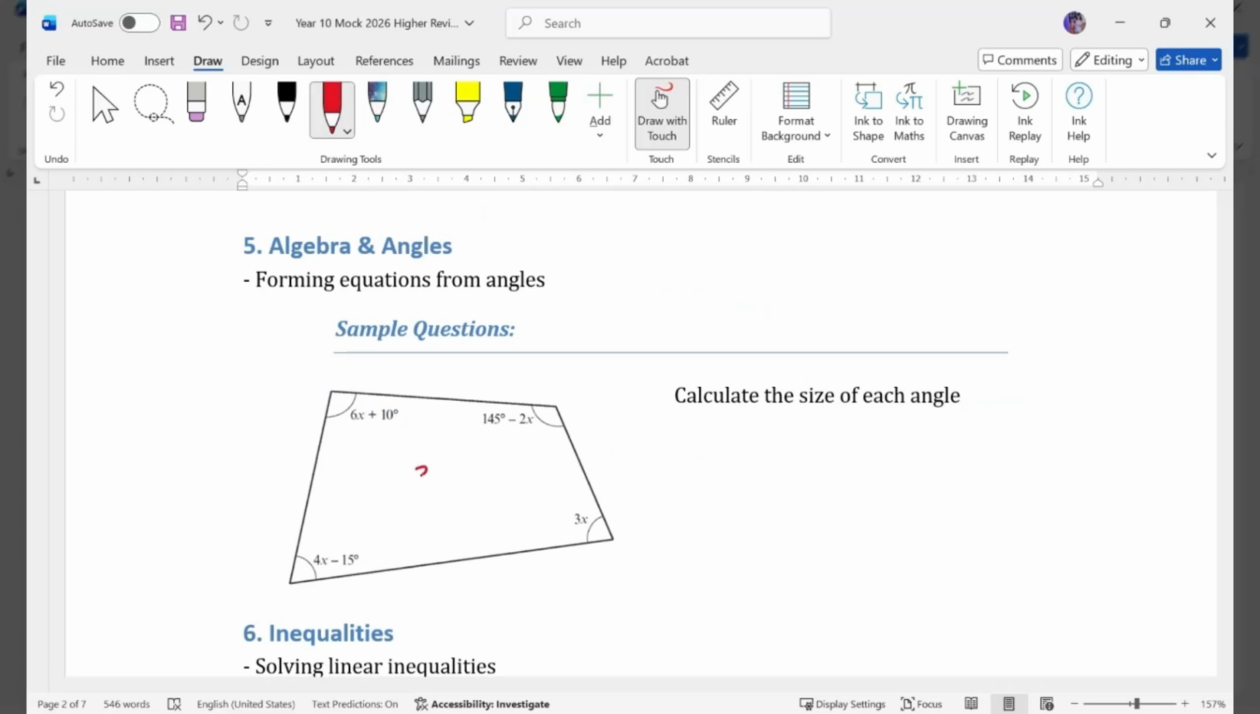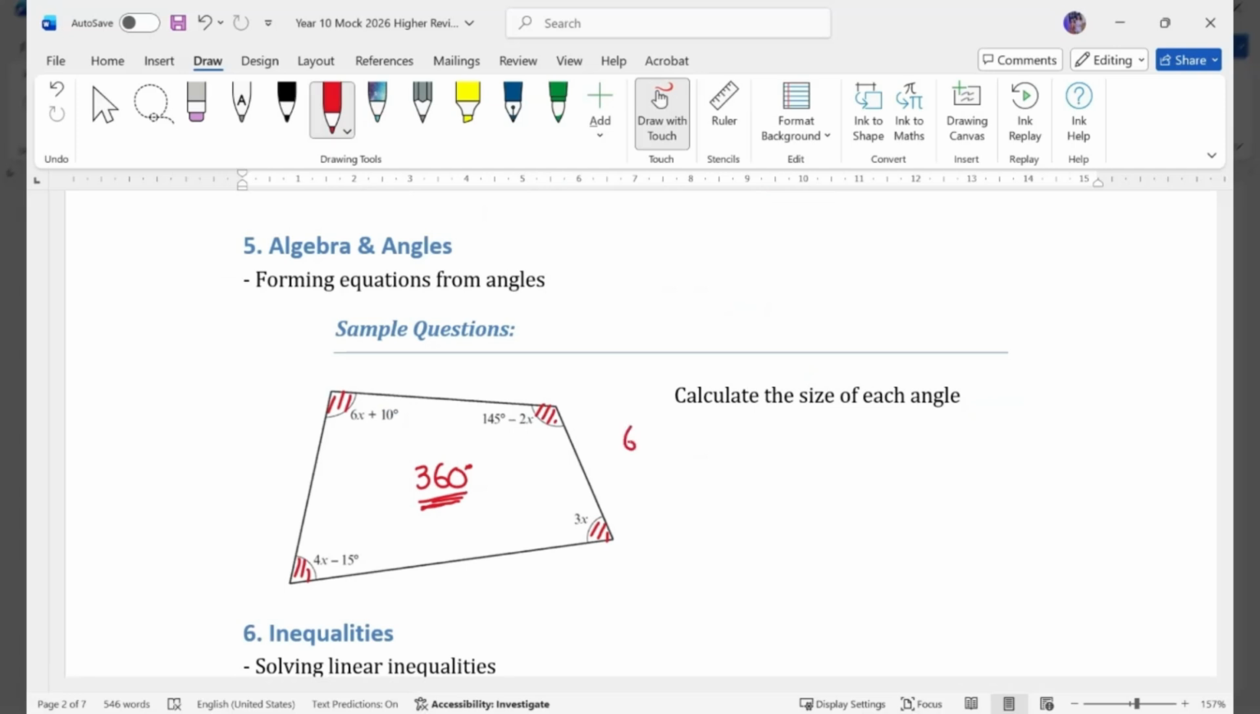So we can see a four-sided shape here. Immediately, we're looking at the interior angles of a quadrilateral, and the sum of those, sum meaning they add up, to 360. So the four things I see here add up to 360, right?